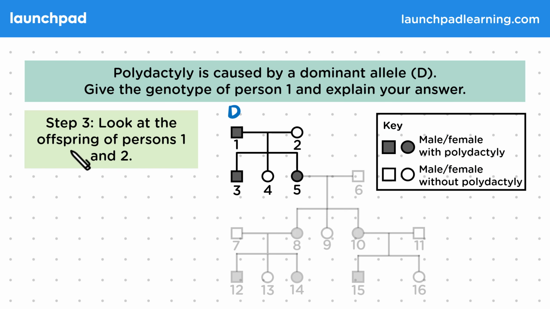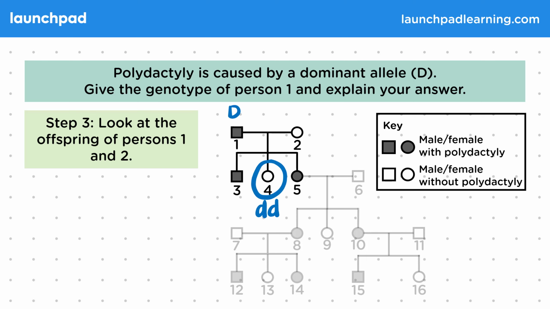Step 3. Look at the offspring of persons 1 and 2. So you can see that persons 3 and 5 are shaded in, so they have polydactyly and therefore must have that dominant allele. Remember that because polydactyly is caused by a dominant allele, only one dominant allele is needed for a person to be affected. This isn't what is most interesting to us though.